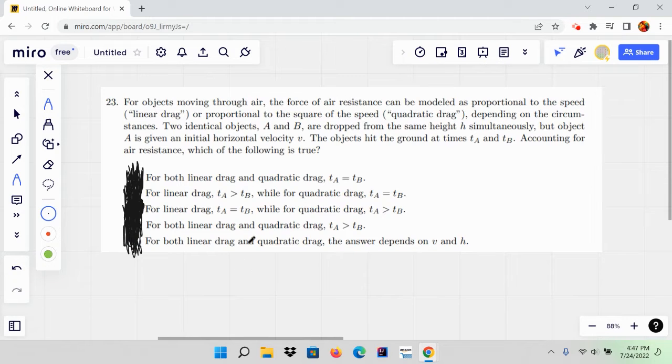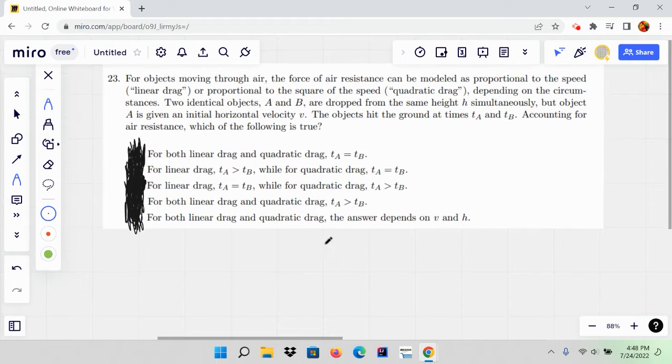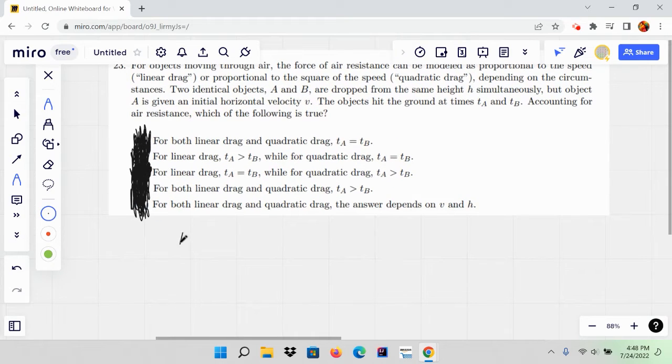All right, so for the next problem, we're going to move to problem 23. And honestly, in my opinion, this is probably one of the cooler problems, which is pretty unique. You're given two situations in this problem. The first case is you have air resistance that's proportional to the speed. I'll just write linear.